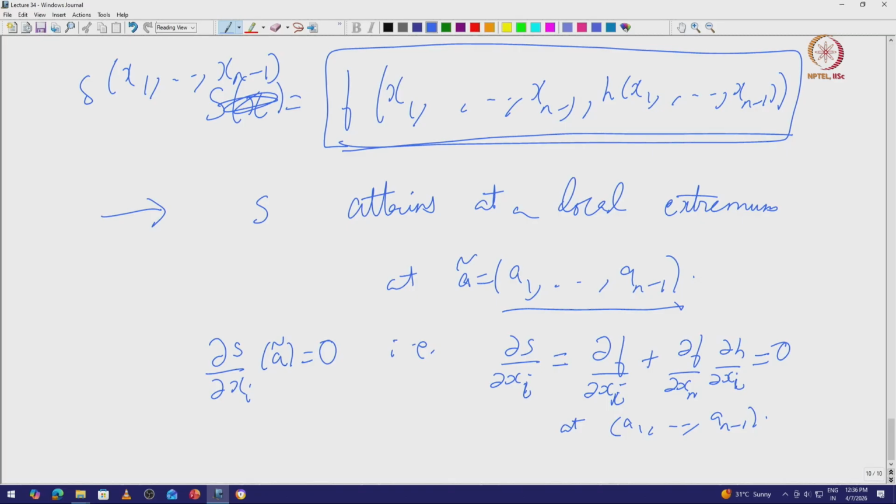We are out of time. We will continue with this calculation the next time, and we will then prove the theorem of Lagrange's multipliers, and then we will move on to some examples. So we will continue the next time.